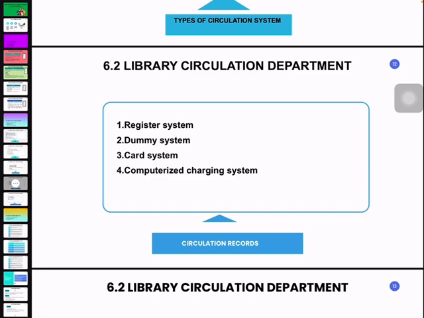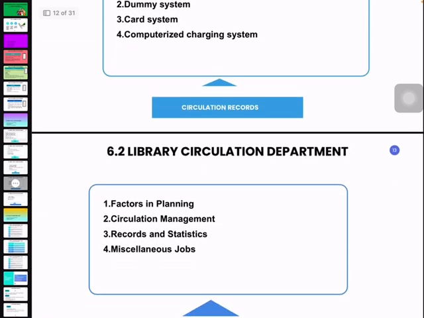Card system, for the card catalog kita guna card system. Selalunya kalau you notice ataupun kalau you pernah jumpa, there are books with the book pocket, and in the book pocket there is a card. In the card they will state when you borrow the book and when you have to return the books. And lastly, nowadays maybe most of the libraries are using computerized charging system. Kita guna sistem saja untuk charging and discharging.